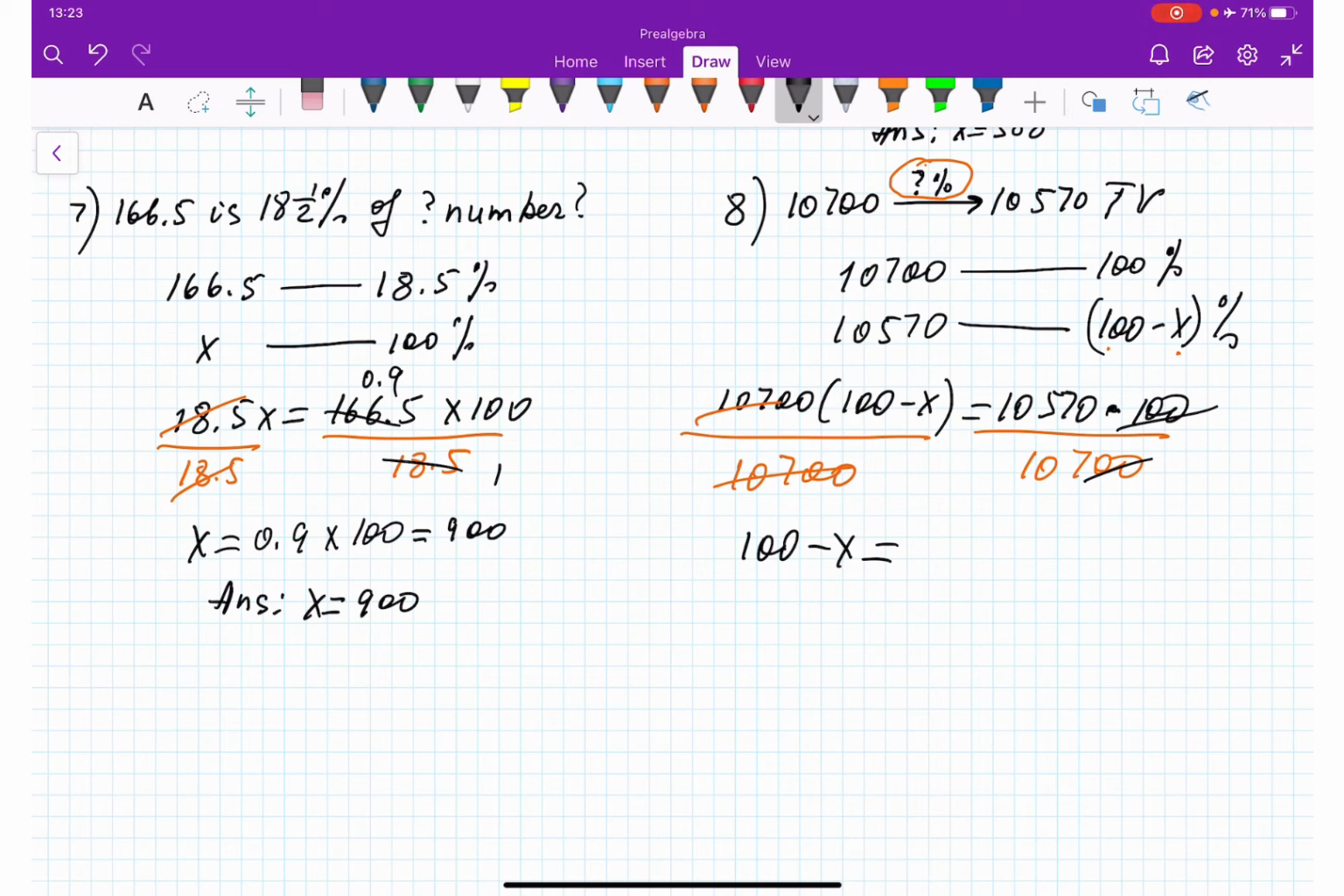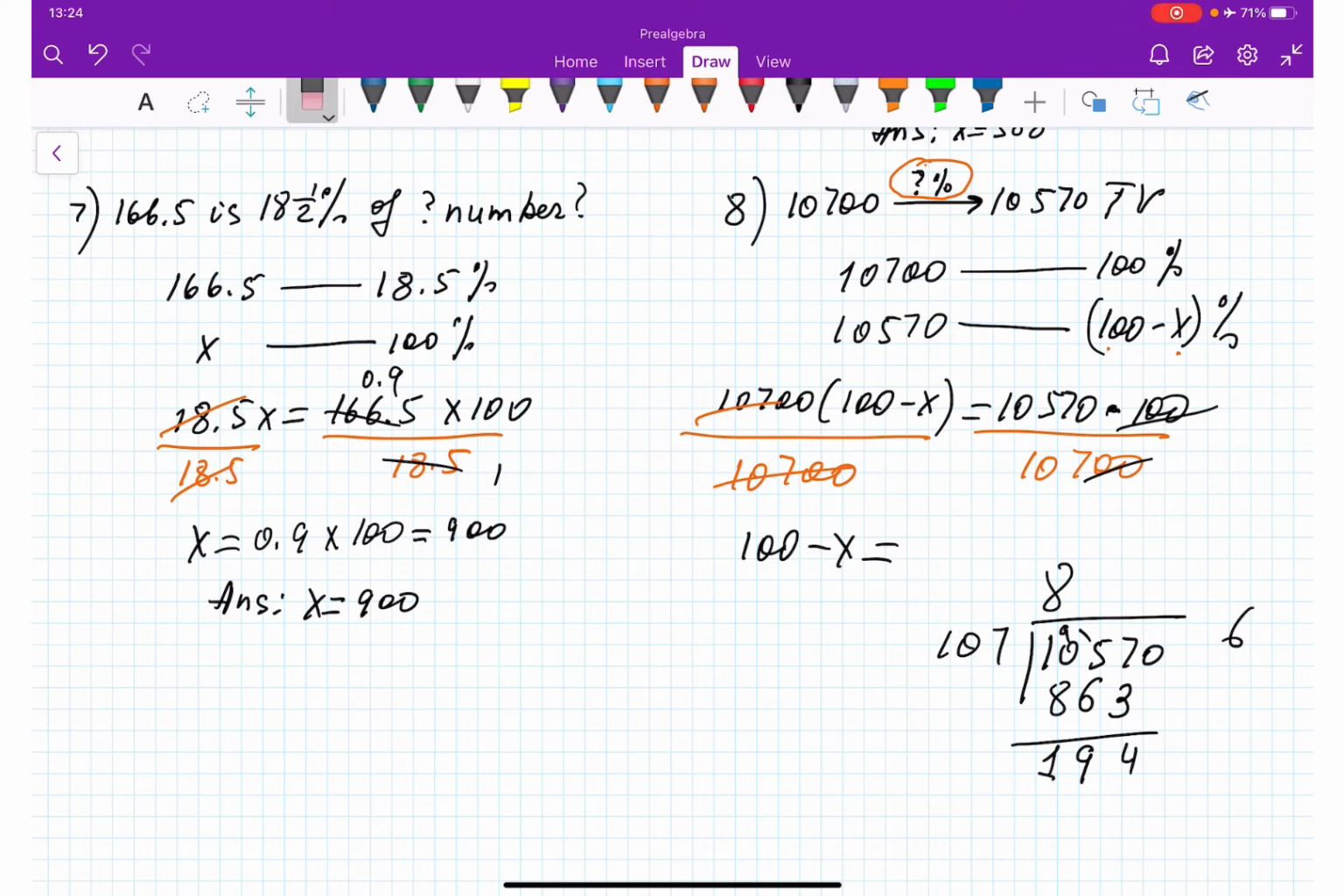Let me divide 10,570 by 107. 105 is not enough, it won't fit. 1,057: 9 times will be too much, let's take 8 times. 8 times 7 is 56, 8 times 1 is 8. 7 minus 3 is 4. 15 minus 6 is 9, so here will be left 9. 9 minus 8 is 1. Oh no, I didn't take enough.